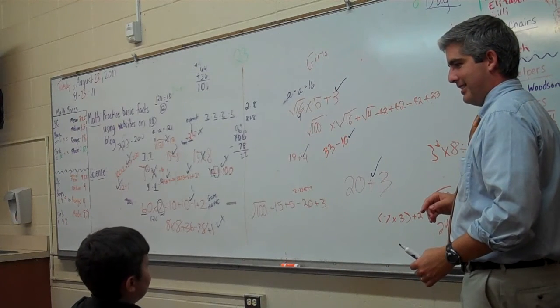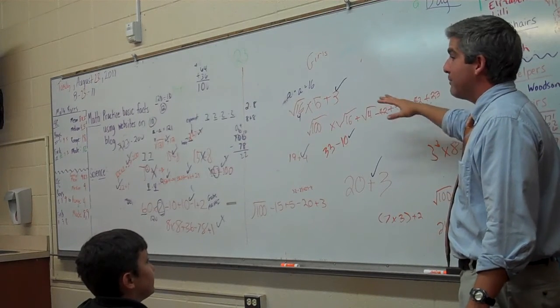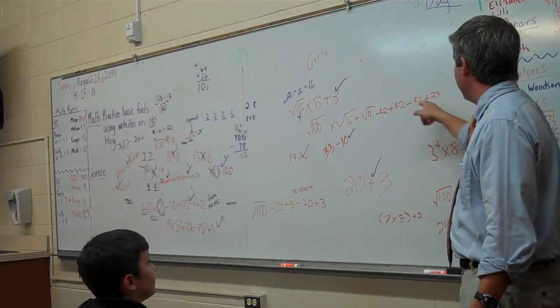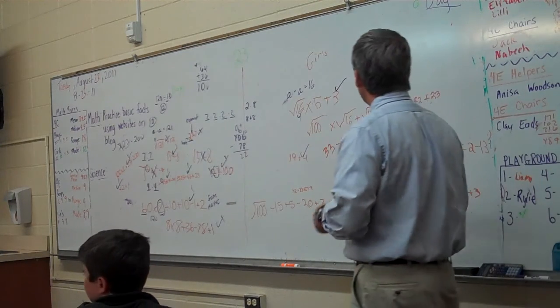Because the end says plus 23. Right, so it can't be anything but 0. If it's anything but 0, it's not going to work. Okay? Go ahead. Just keep it at your desk.